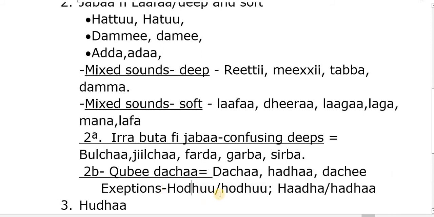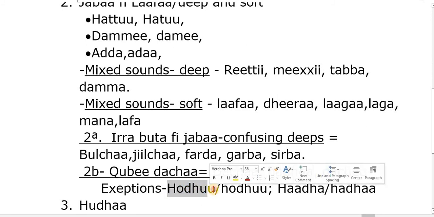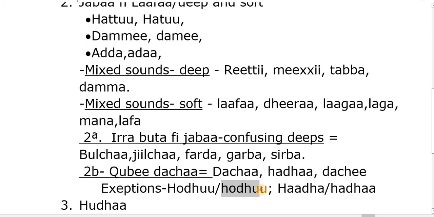Like take these two sounds. Let me say this is hodu, strong, and this is hodu, soft. Whether strong or soft, we don't double compound sounds. Hada, hadda, hada, hadda. So this is softer. This is stronger.